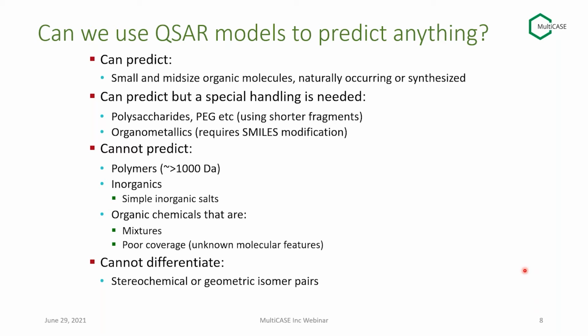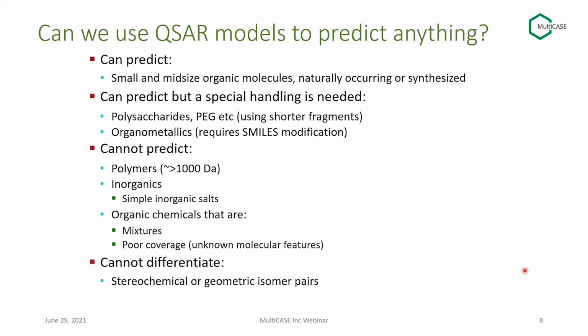Normally, you cannot directly predict organic chemicals which are mixtures. You have 5 or 6 or 7 components in your mixture, you need to predict each one of them. So that's the way to predict. And the assumption is, if you have 5 components, each one of them is negative in a particular endpoint, the whole mixture is negative. If one component of the mixture is positive, then your mixture is positive.